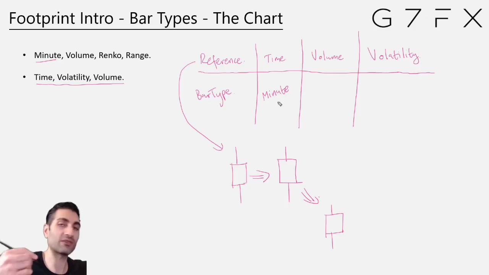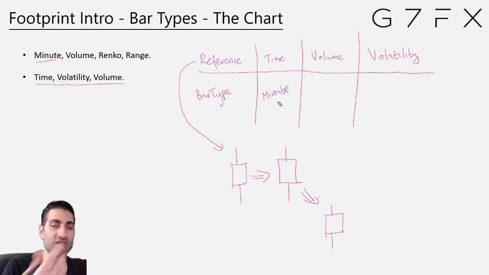Whether you use 1 minute, 5 minute, 10, 15, 60, 1 hour, 4 hour, they all seem to be traditional. Would you agree the reference in a minute-based chart is essentially minutes, the time in minutes for the candlestick to change?